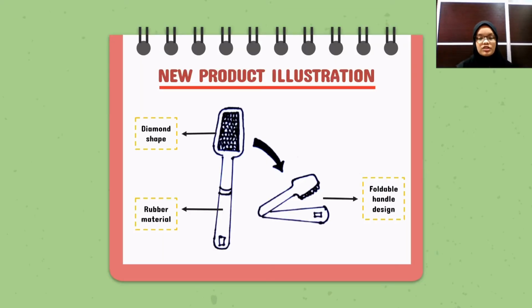We decide to choose diamond shape because similar to the rectangle shape, it can reach every surface of our teeth. Next, for the material of the handle, we choose to replace the plastic with the rubber material because it is cheap and biodegradable, meaning that we can save the environment. For the handle design, we choose to replace the straight handle design with the foldable in order to help people to save space, especially for the travelers.